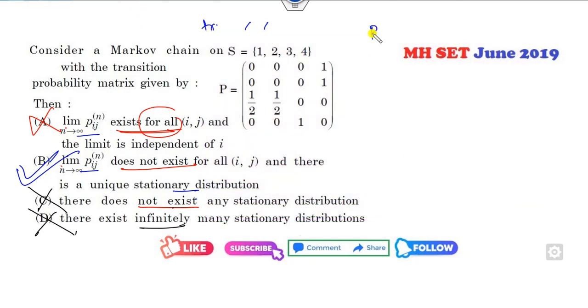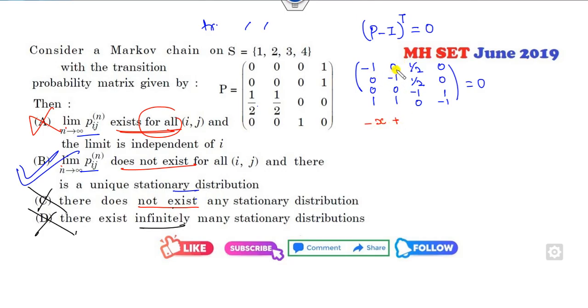Again, very simple. I can start from P minus I transpose. What is P minus I transpose? Minus 1, 0, 0, 1; 0, minus 1, 0, 1; half, half, minus 1, 0; and 0, 0, 1, minus 1. Take any 3 equations. So minus x plus y plus z is 0. Minus y plus half z is 0. The third is minus z plus w is 0. And the last one is x plus y plus z plus w is 1.